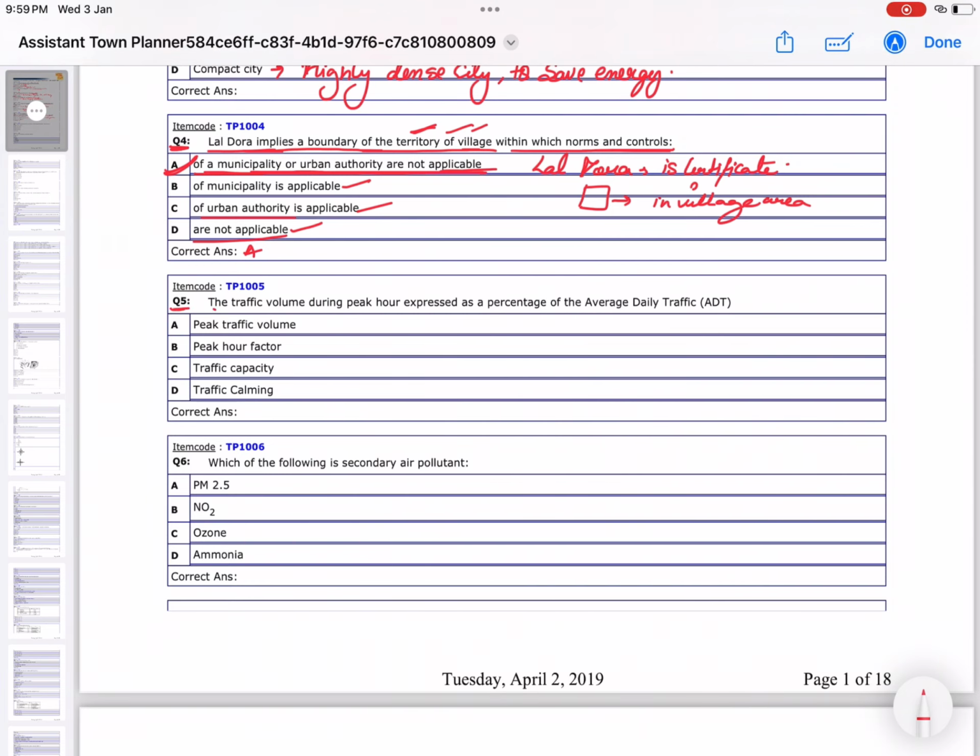Question number 5. The traffic volume during peak hour expressed as percentage of average daily traffic, ADT. Right. So it is expressed as a percentage. So the answer for this one is peak hour factor. Question number 6. Which one of the following is a secondary air pollutant? So PM 2.5, PM 10, nitrogen oxide and ammonia, these are primary, but the ozone, O3, is a secondary air pollutant.